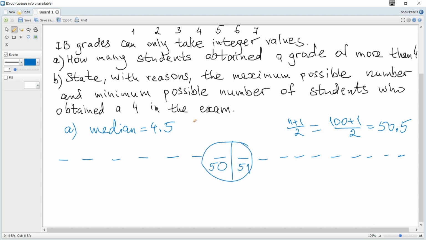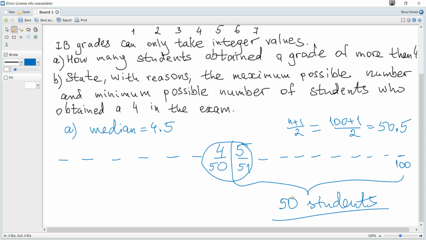Since the median is 4.5 and all data is in increasing order, it must be that 4 is at position number 50 and 5 is at position number 51. And since all data is in increasing order, all values from position number 51 up to position number 100 are 5 or greater as required. So there are 50 students who obtained a grade of more than 4.